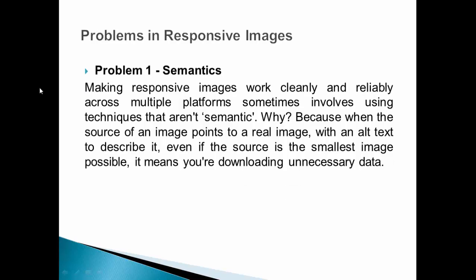Problem 1, Semantics. Making responsive images work cleanly and reliably across multiple platforms sometimes involves using techniques that are not semantic. Why? Because when the source of an image points to a real image with an alternate text to describe it, even if the source is the smallest image possible, it means you are downloading unnecessary data.